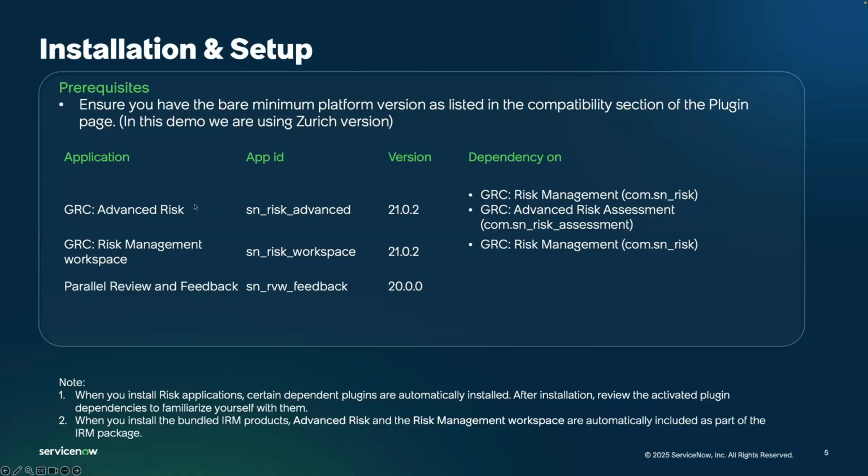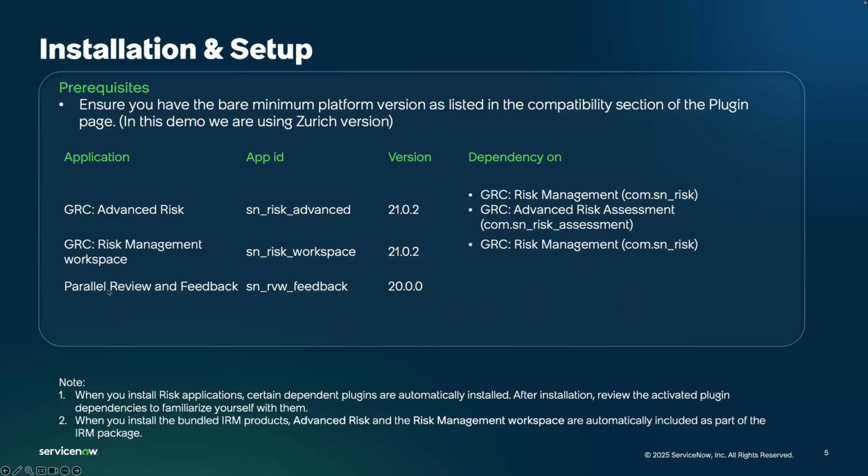installation. The important plugin to activate advanced risk is the GRC advanced risk. It also requires two more plugins to function correctly: one is the GRC risk management and the other is GRC advanced risk assessments. Similarly, to work on the risk workspaces, you will have to install the risk management workspace, and this plugin will also require a dependency plugin, that is the GRC risk management.